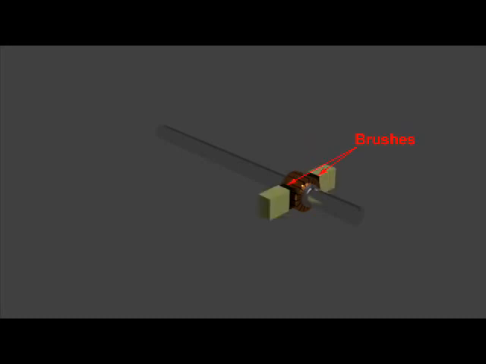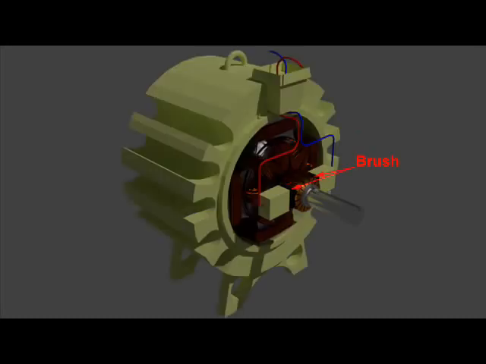Fourth essential parts of a DC machine are brushes. The function of brushes is to collect current from the commutator and supply it to external load circuit of a DC generator. In case of DC motor, brushes supply current to the commutator. The brushes are rectangular in shape and rest on the commutator.